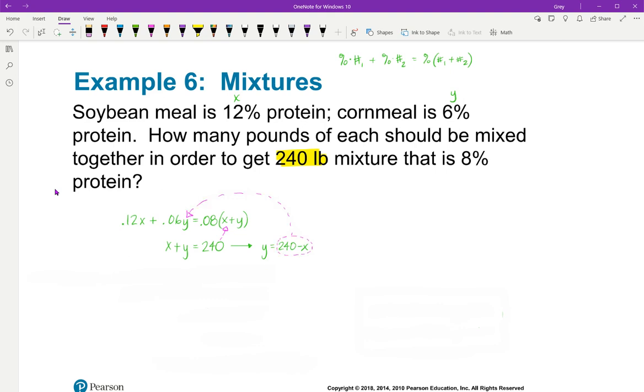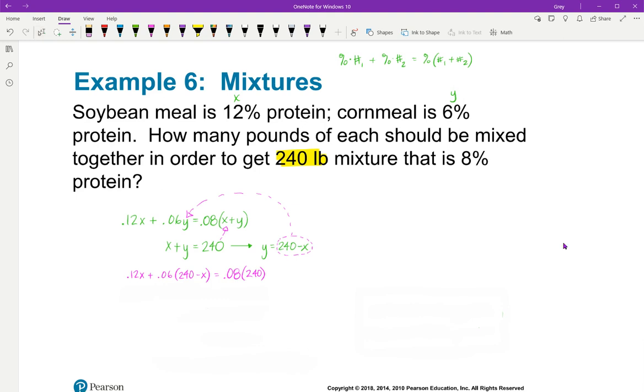And then I'm going to take it and plug it in for Y. So my next equation is going to look like 0.12X plus 0.06Y, but Y is 240 minus X, equals 0.08 times 240. And again, some of y'all might be able to get this equation without doing all this, and that's fine. But there still should be some type of equation to set up for this problem.